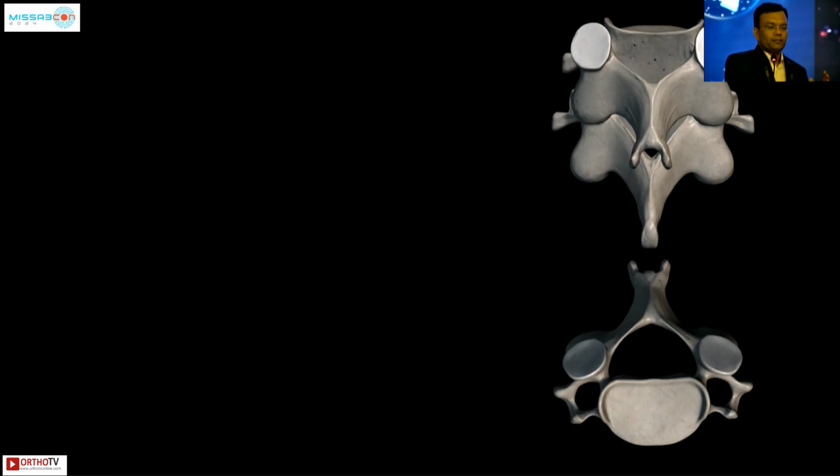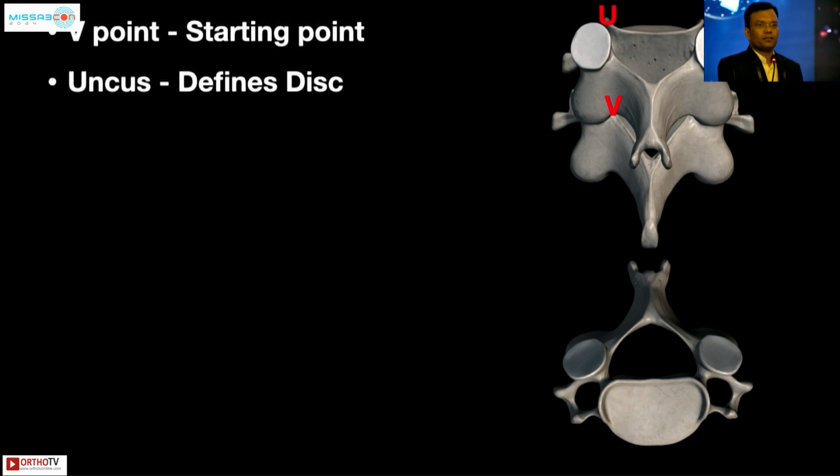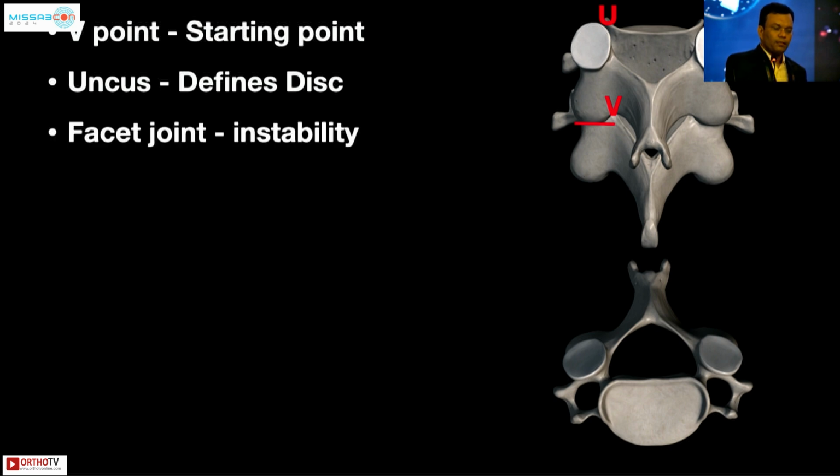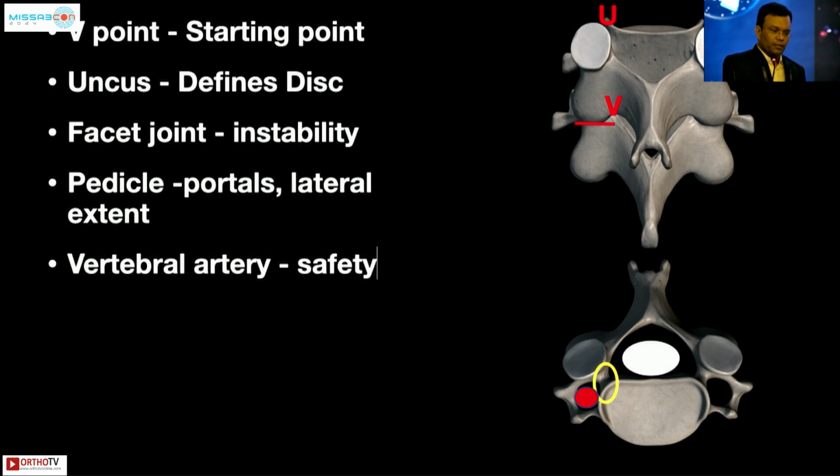Coming to anatomy, we are doing minimally invasive surgery, and our surgery mainly depends on radiology, C-arm X-ray. So you should be thorough with your anatomical landmarks. First comes the V point. This is the starting point of cervical endoscopic spine surgery. Second comes the uncus. This is important because we know that the uncus defines the disc. So all the paracentral compressions will be somewhere around this. Then comes the facet joint because we have to preserve at least 50% of the facet joint. Then comes the pedicle. It helps us in making portals and it defines the decompression. Lastly, the vertebral artery. Lateral to the pedicle is the vertebral artery.